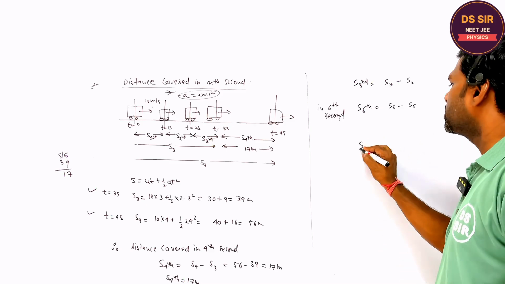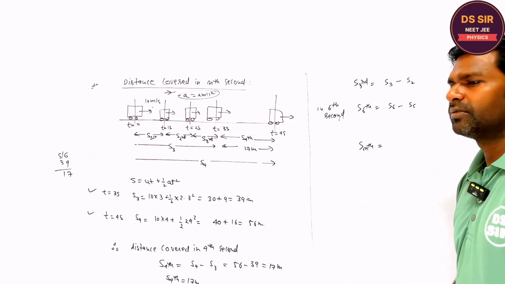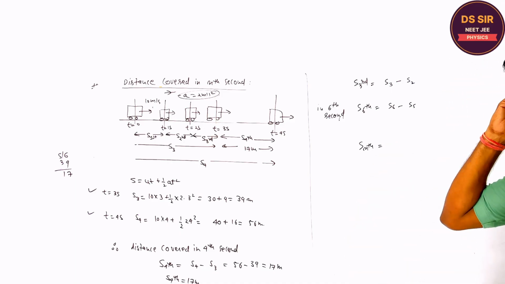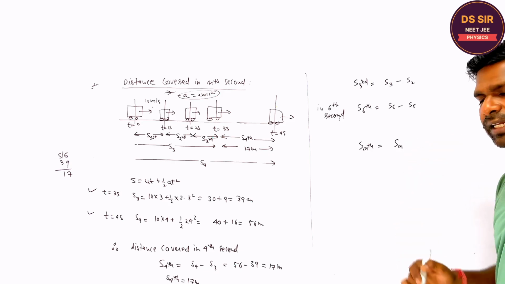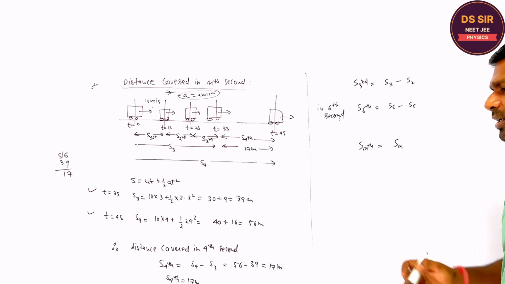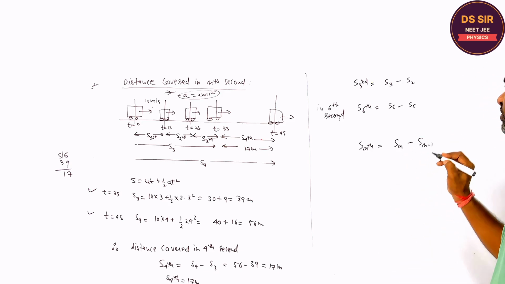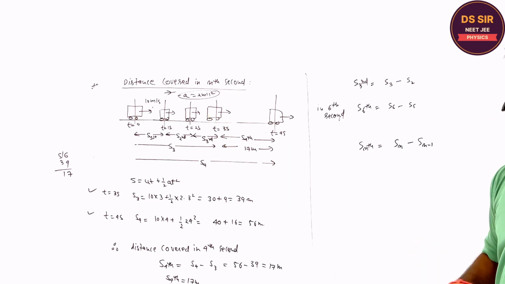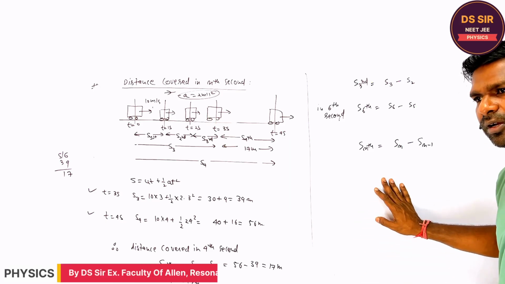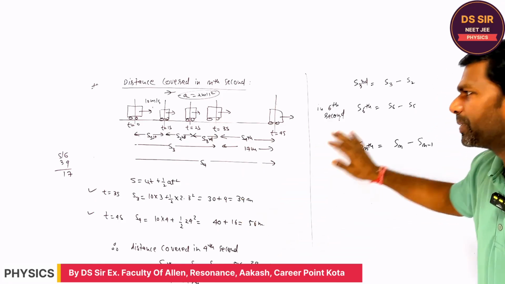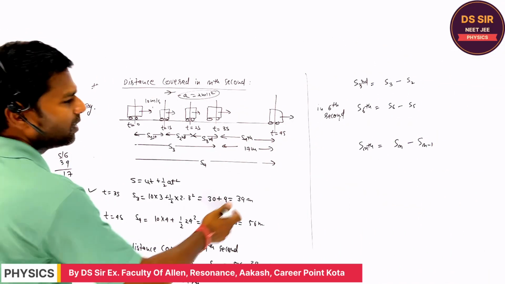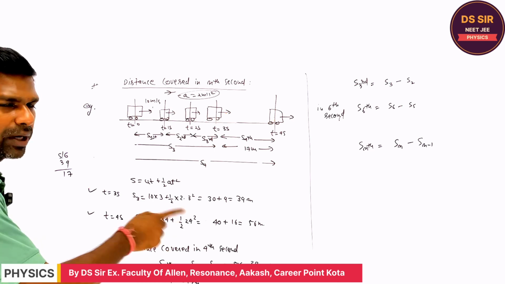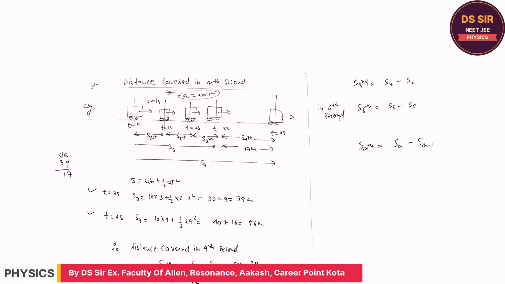So what is the distance covered in nth second? The distance covered in nth second is nothing but distance covered in n second minus distance covered in n minus 1 second. Is it clear or not? Right. First copy this illustration, right? Then I will find the formula for the same. Any doubt, I can explain once again.